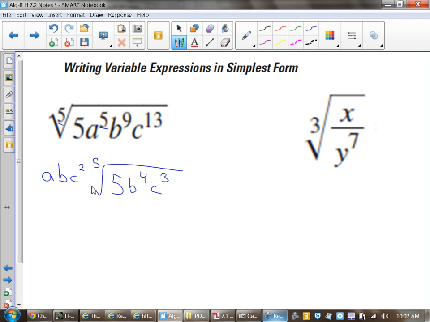What you're doing is you're trying to see how many times the nth root goes into each of those exponents. Again, this 5 goes into here one time with no leftovers. So the a, just one a comes out. The 5 goes into the 9 once, with 4 left over. But is it like multiplied? Yeah. It's abc squared times the 5th root of 5b to the 4th c cubed.